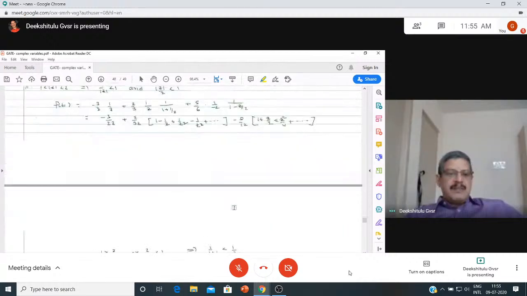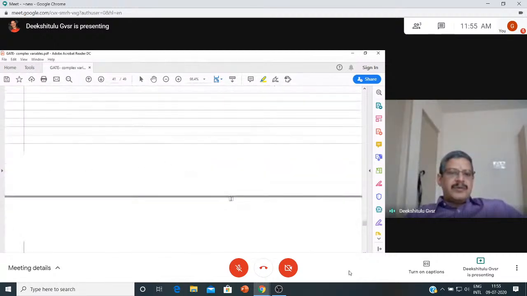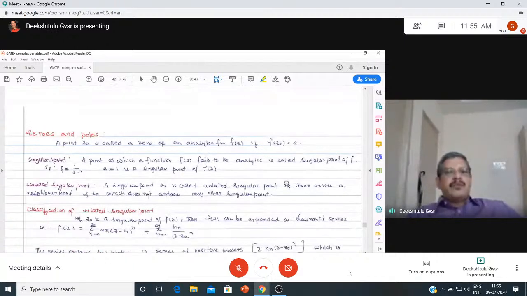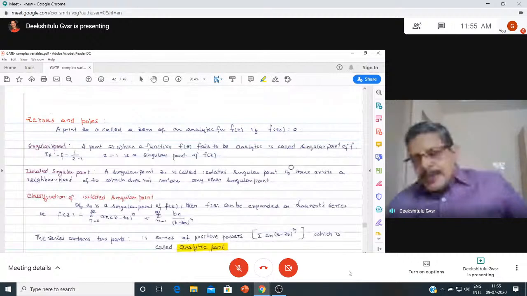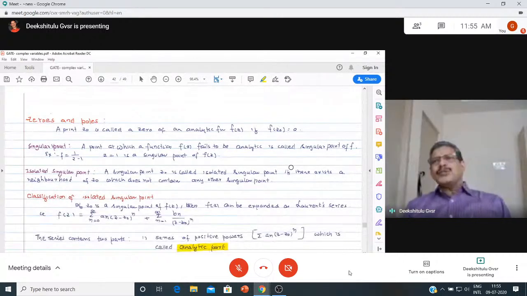Similarly, I have worked out some other problems to do this. And then zeros and poles. We are coming towards the end of the presentation. The last topics are zeros and singularities, poles, and the residue theorem, called residue calculus or the theory of residues.